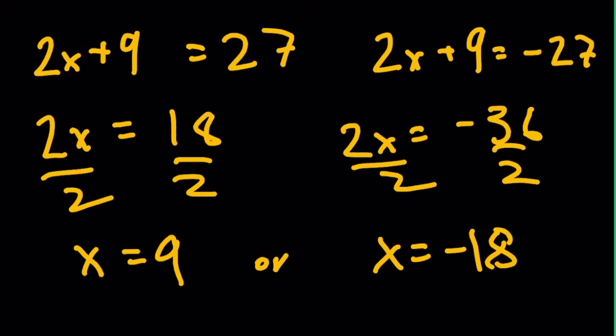So again, you can plug it back into the original equation. You plug in x equals 9, and you get 18 plus 9 is 27. Absolute value of 27 is 27. And you plug in negative 18 into this same equation, and you get negative 36 plus 9, which equals negative 27. The absolute value of that is also 27.